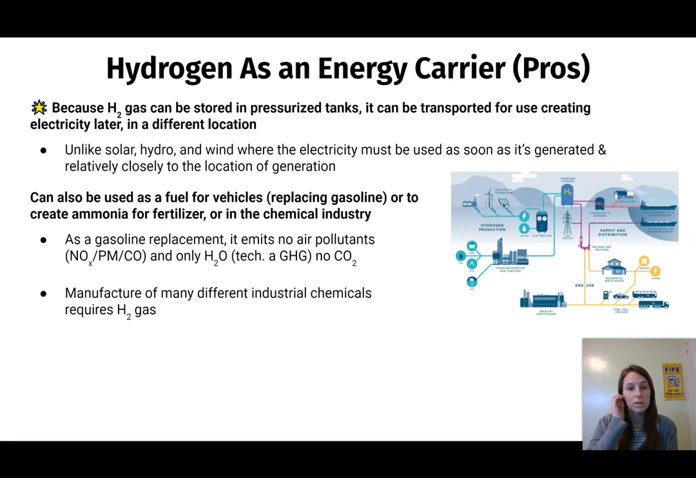Now, you can also use this process to manufacture hydrogen gas, which can be used for a lot of different industrial chemicals. So you can make this hydrogen gas, which can be used for electricity generation. It can be used as fuel for vehicles. It can be used for fertilizers. It can be used in the industrial chemical industry.